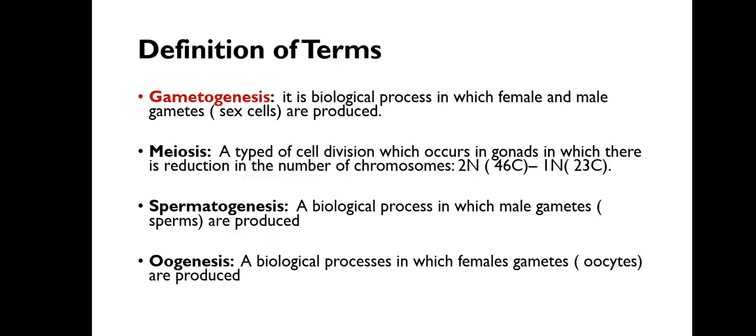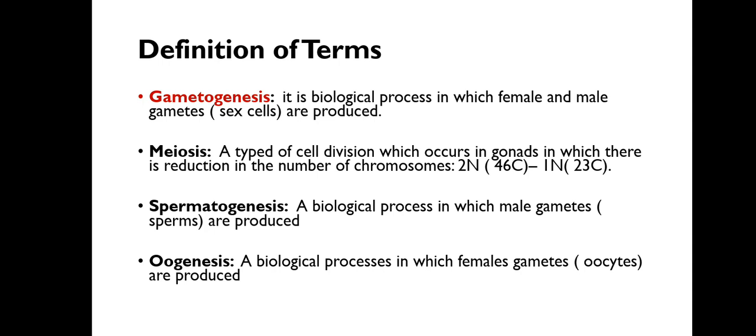Just to give you a background understanding of the general topic, you must know these definitions. To start with, gametogenesis is a biological process in which female and male gametes, or rather sex cells, are produced. A process in which female and male gametes are produced. That's gametogenesis.